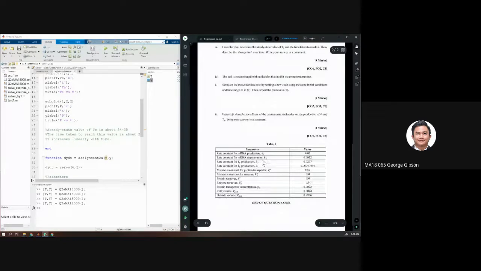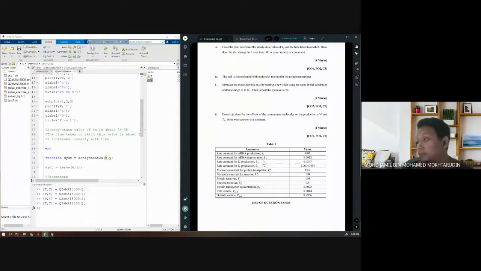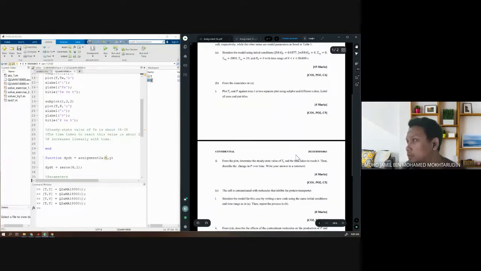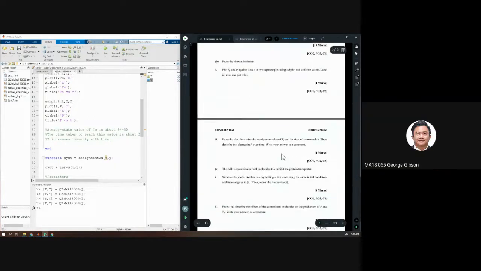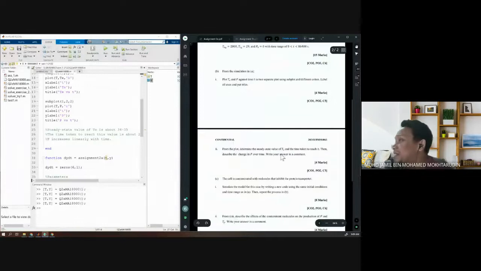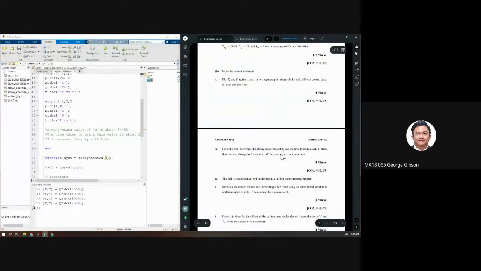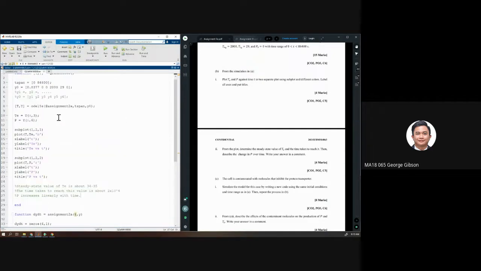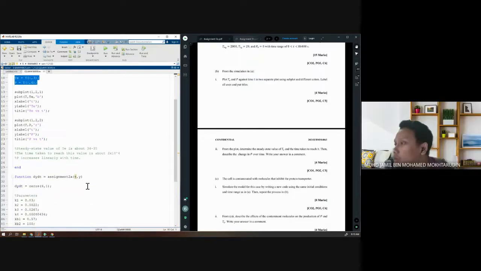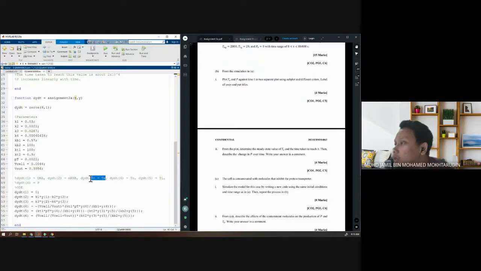Sir, yang TE tu, yang TE tu equal to Y, lepas tu yang mana yang bawah tu, yang dekat label tu, dekat atas. Yang ni dari equation kan, yang nombor 3 tu? Sebab kita define TE Y3.